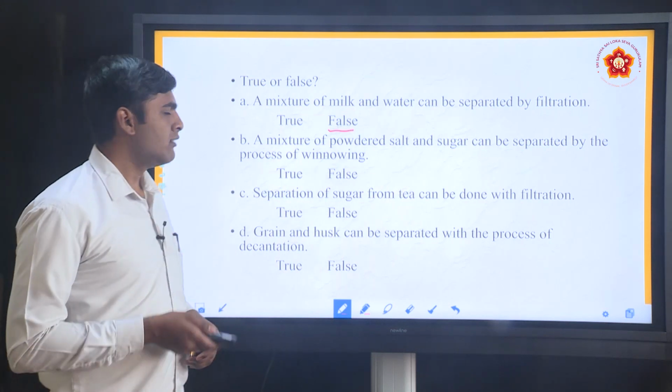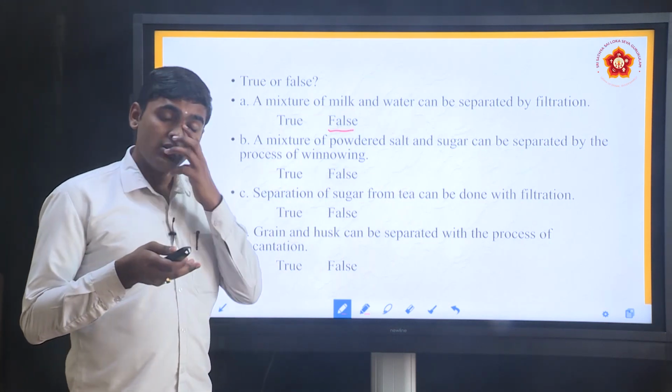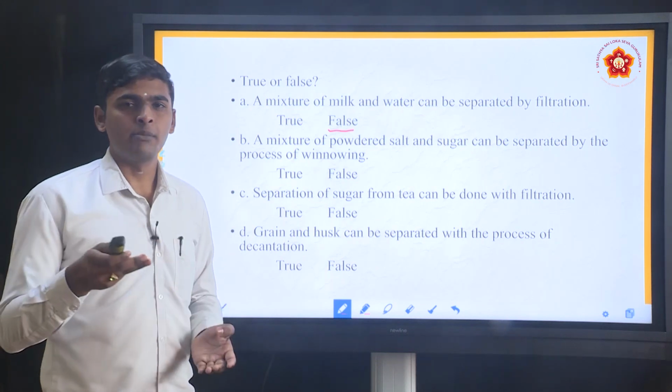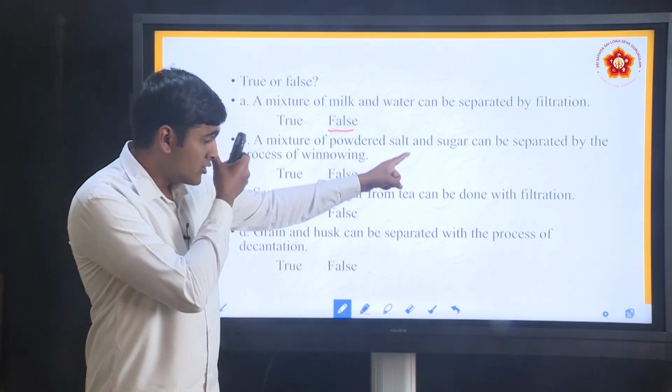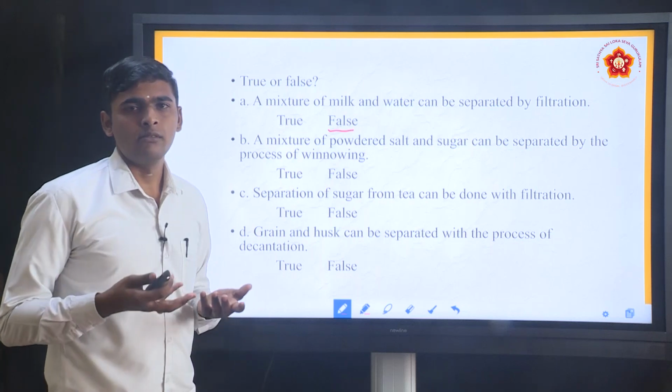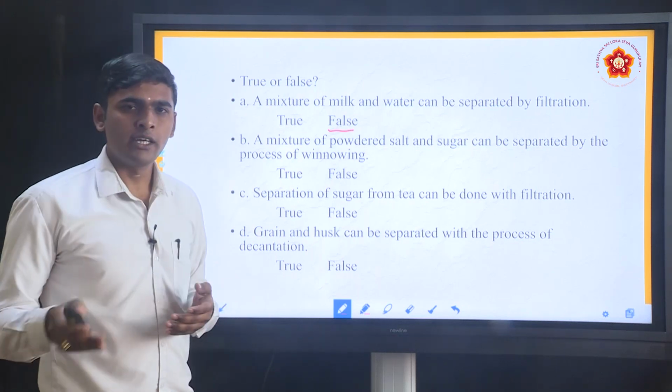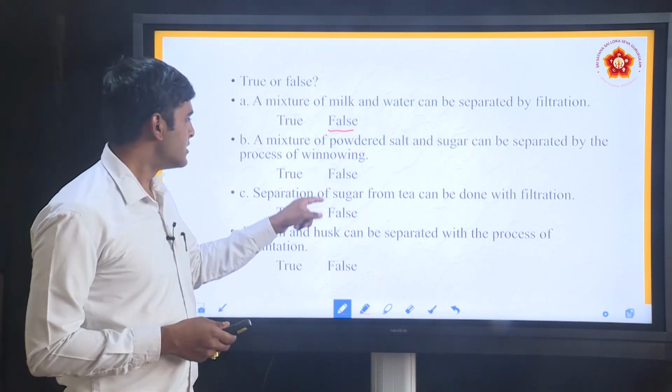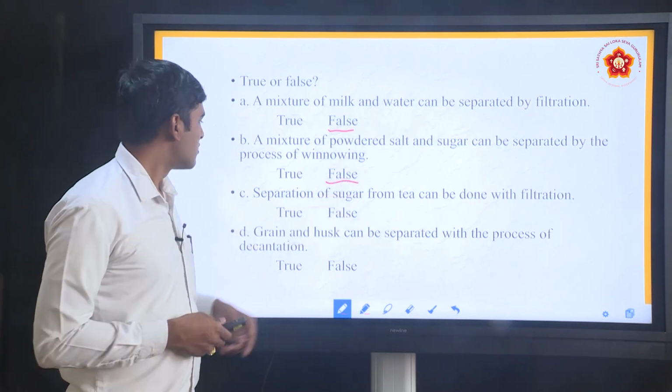Second one: a mixture of powdered salt and sugar can be separated by the process of winnowing. In winnowing, we use it for separating heavier and lighter particles, but here salt and sugar are both of the same heaviness. So, they cannot be blown away by the wind. So, this answer is false.